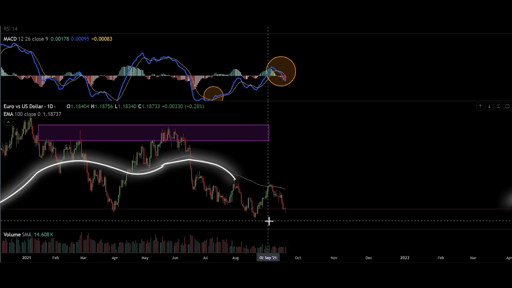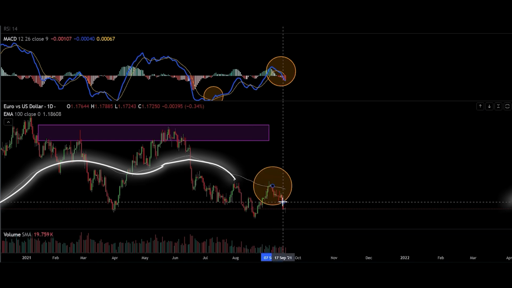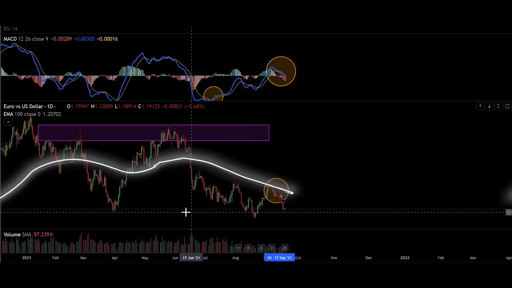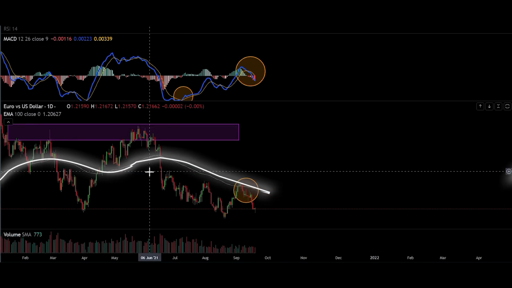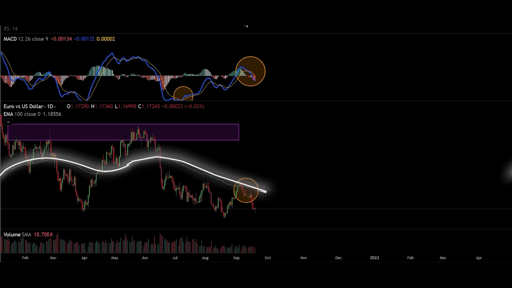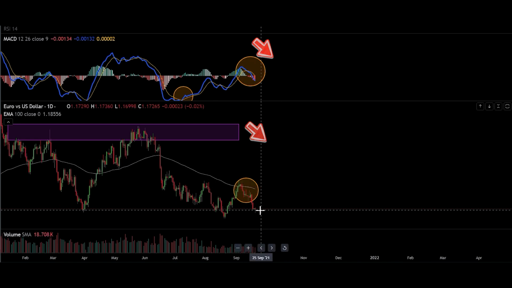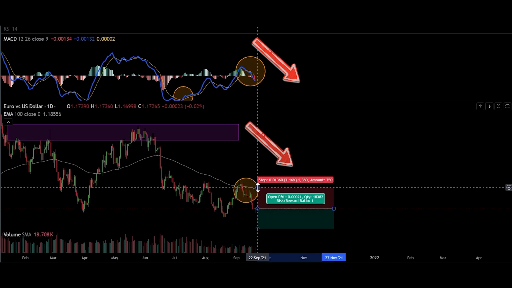And we have broken the 100 exponential moving average. The price went down below the 100 exponential moving average and retested and rebounded from it, which confirms the downtrend. So we have multiple signals and confluence that confirm our trade.